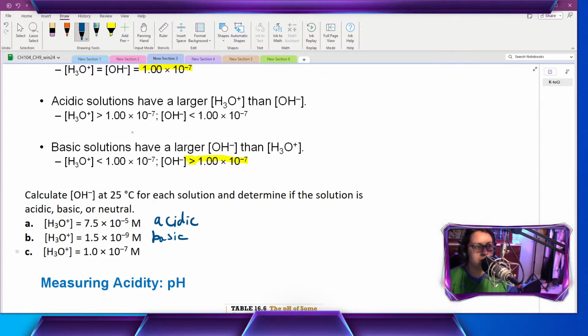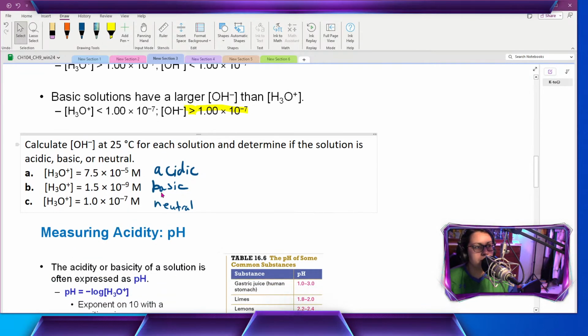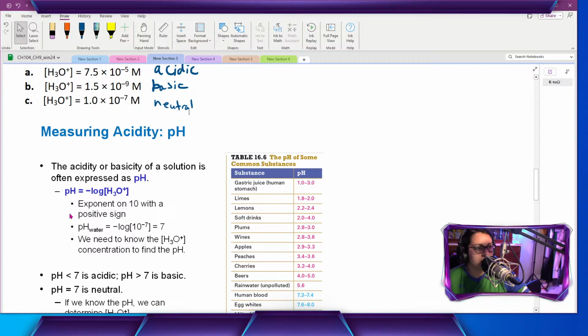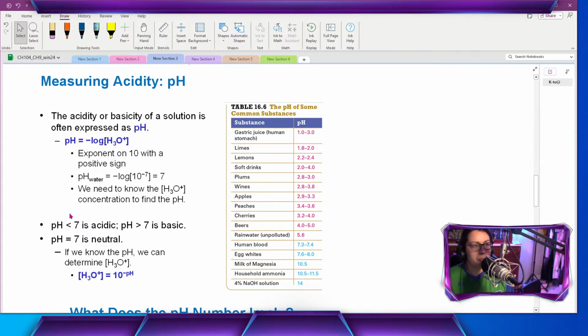And then C, we'll notice that one happens to be 1 times 10 to the negative 7th. So that is neutral. Now, I will admit this is not the easiest way to compare things. And so let's get into more of it.